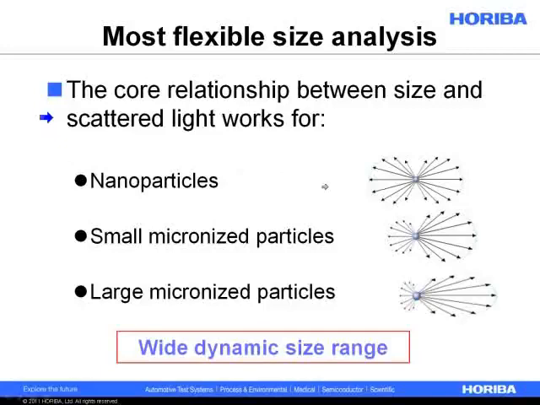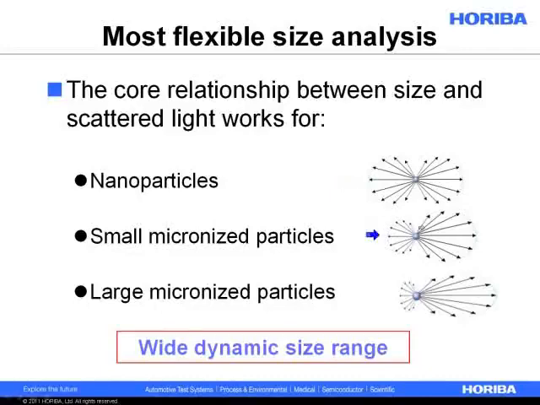So we see that it works for nanoparticles, small micronized particles, and then large micronized particles. I include these graphs here. This is really what's happening. You have a small particle. If it's small enough, the light is going to interact with it, and it's going to scatter light essentially isotropically, depending on how big it is. This is also known as Rayleigh scattering.